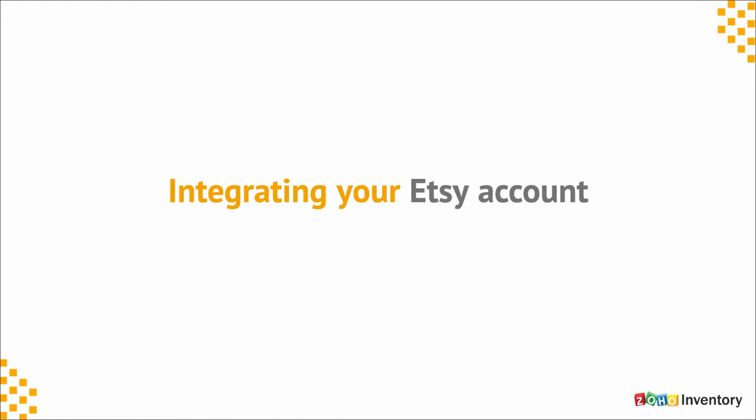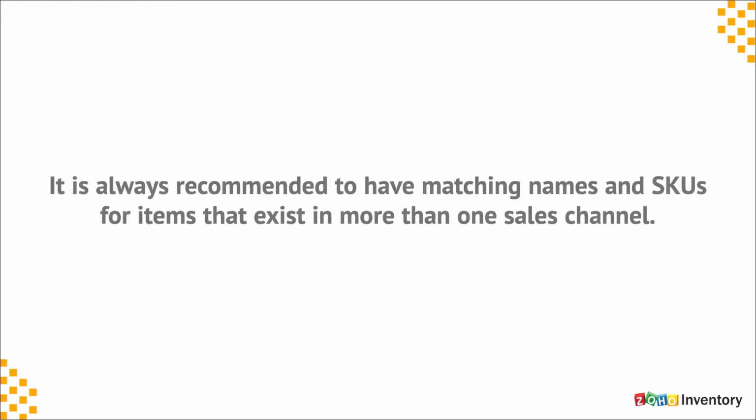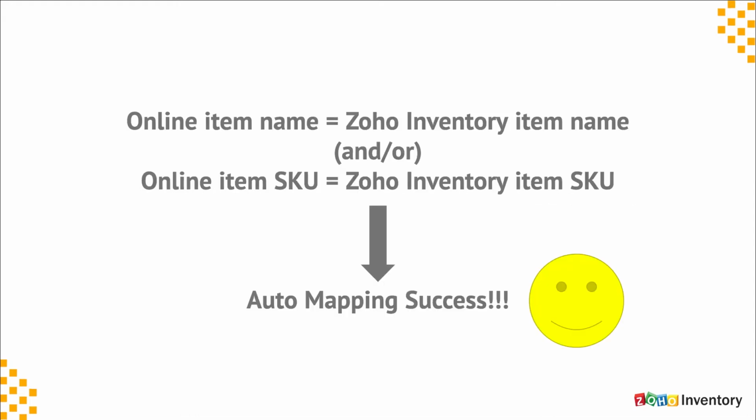Now let's integrate Zoho Inventory with Etsy. So let's look at some prerequisites before we see the integration steps. To make things easy on ourselves, we must ensure that the items on one channel get mapped to the same items across all channels. This can be achieved by keeping either the names of your items or the SKUs consistent across all channels. This is because the system will automatically map similar items across different marketplaces as long as the names or the SKUs are same for any given item across all the channels involved.